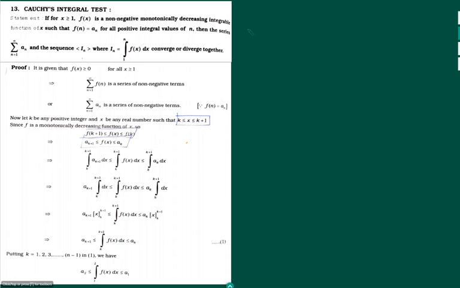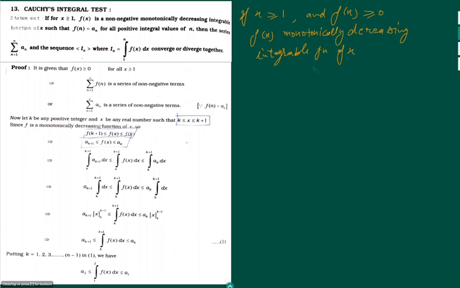So what is Cauchy's integral test? Cauchy's integral test says that if x is greater than or equal to 1 and f(x) is a non-negative, monotonically decreasing, integrable function of x, such that f(n) is equal to a_n, that is f(1) is a1, f(2) is a2, f(3) is a3 for all natural numbers n, all right.